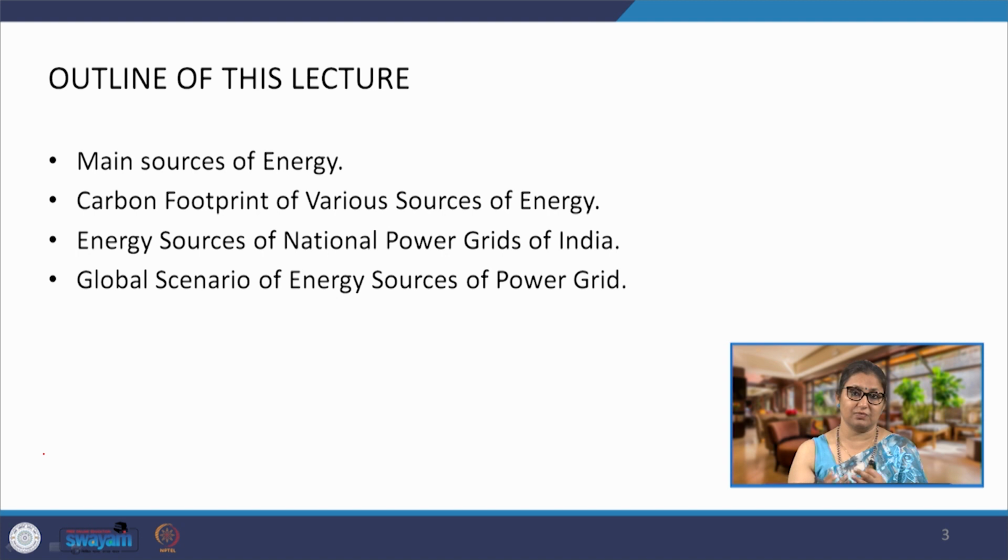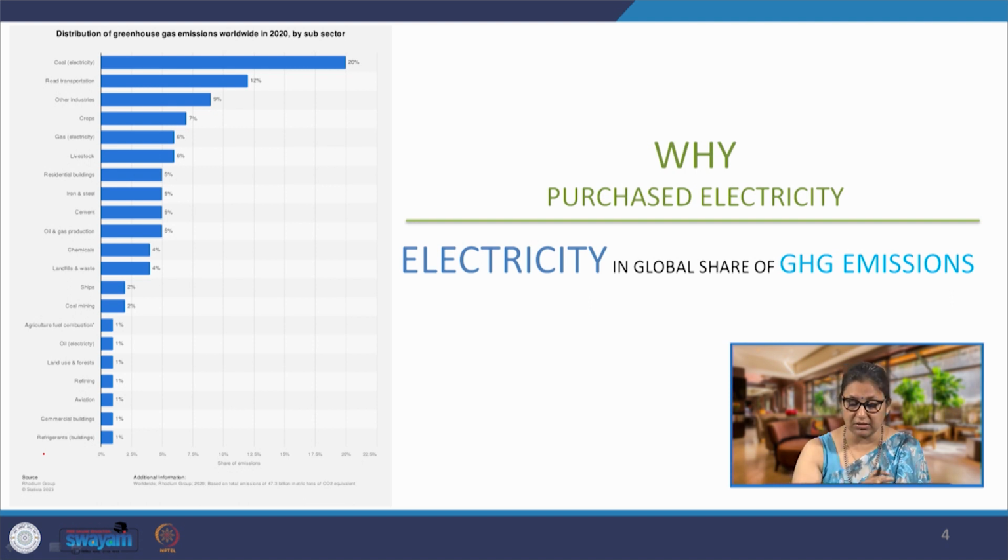There is a lot of discussion when we start discussing these different sources of energy, about what their carbon footprint is, and what the emissions associated with them are. So, is it just operational energy, or the emissions related with operations, that are reduced, or on a life cycle basis the emissions are reduced. And then we will look specifically at the national power grid of India and the potentials for replacing the conventional with renewable sources, and look at the global scenario as far as the sources of this power are concerned. So, starting with the global share of GHG emissions from electricity.